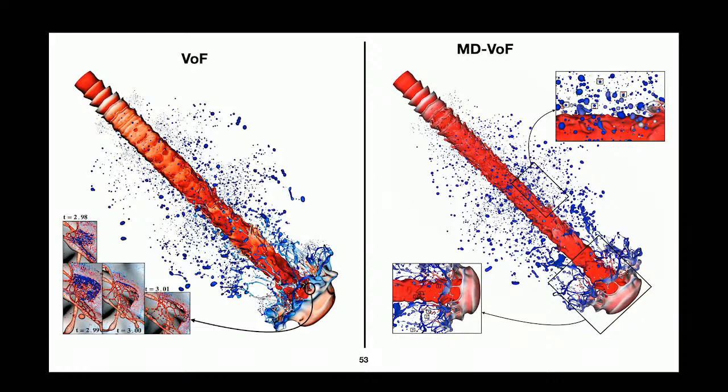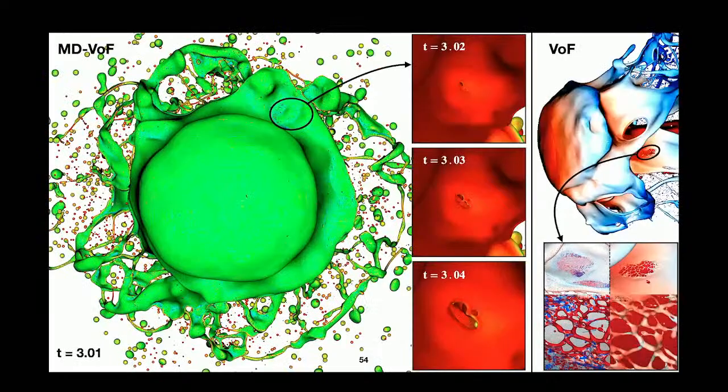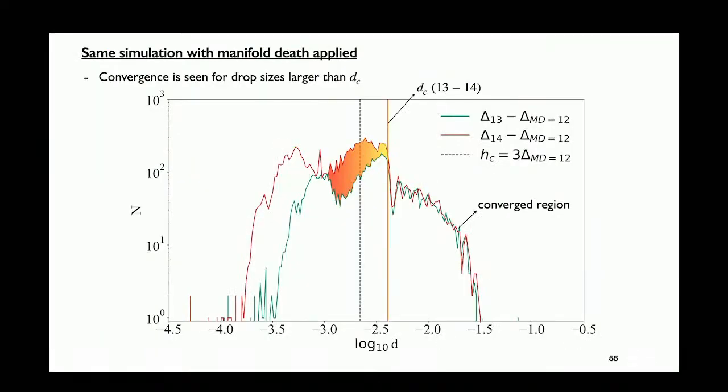Now on a large scale it looks similar. However, if you see the holes inside the sheets, they are much cleaner than what you get from VOF. These holes here. And when we did the drop size distribution, the same thing that we did for the usual VOF without the manifold death method, then in VOF with the manifold death method, we see that the converged region, although in default VOF there was a tiny converged region, is now much bigger.